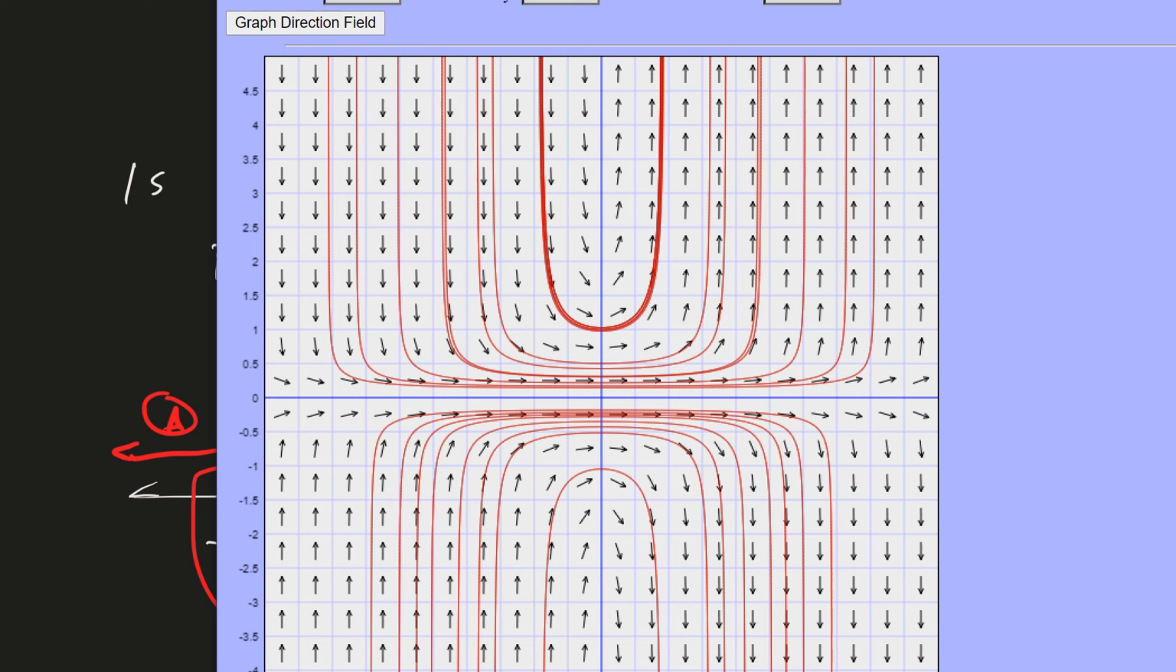Oh, by the way, you see that there's a special solution here. Is y equals 0 going to be a solution? Maybe not. Well, we can investigate that later.